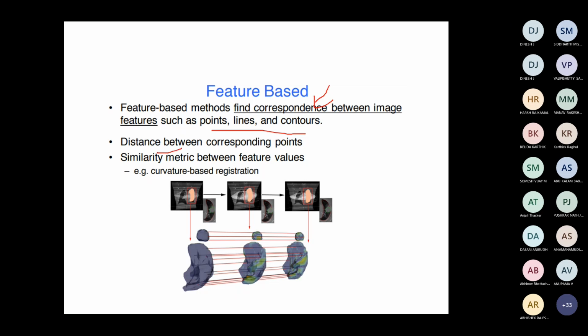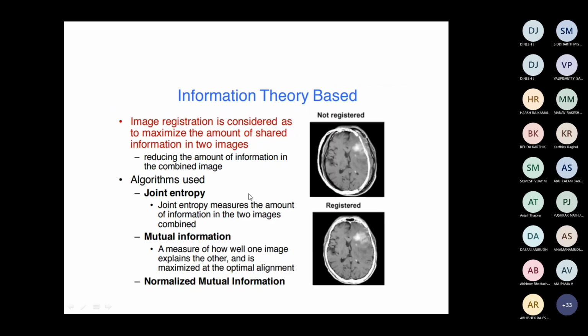So here we have to find the distance between the corresponding points, and the similarity method between the feature values we need to identify. First we need to find correspondence, then we have to find the distance, then get the similarity method between the feature values. An example is curvature-based registration. And then information theory based.